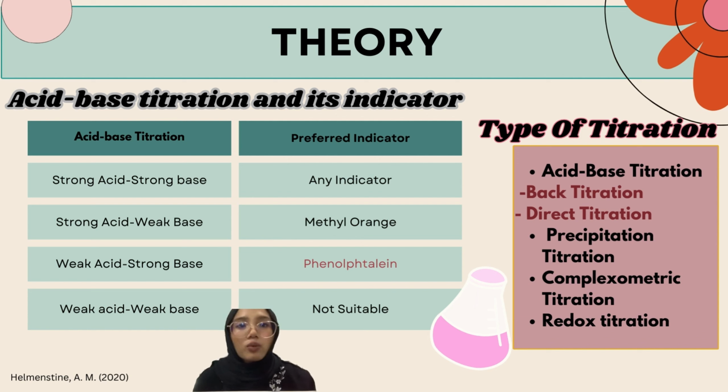And we have to know the types of titration. First, we have acid-base titration. In acid-base titration, we have two types, which are back titration and direct titration. Then we also have precipitation titration. The third one is complexometric titration, and the final one is redox titration.